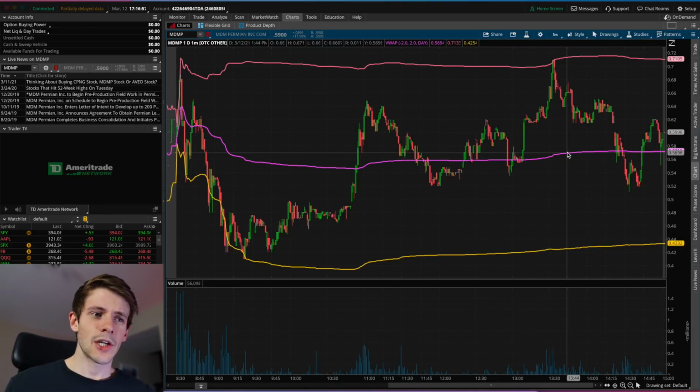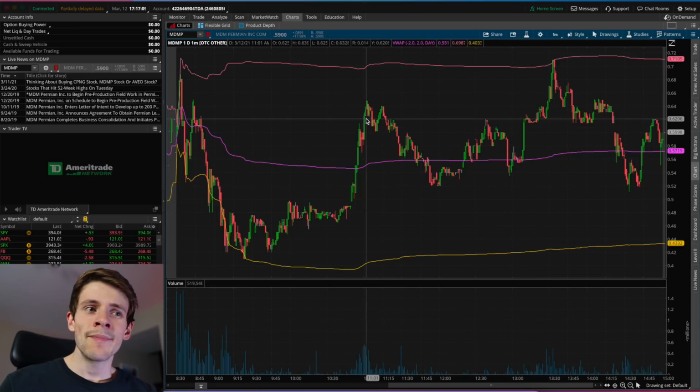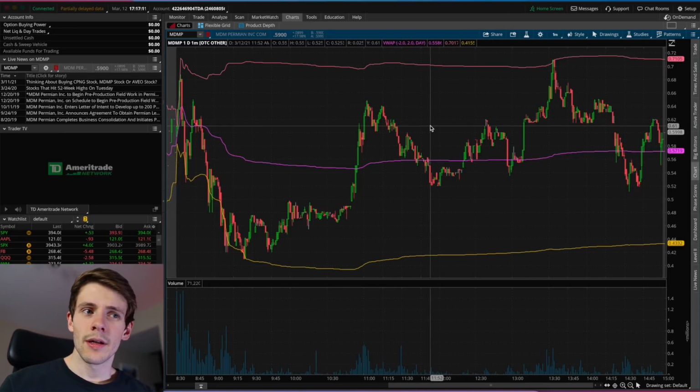But typically, it's a good area for entries, and it's a good area for taking profits if you want to catch kind of the exact bottom before a temporary bounce. Because a lot of times what it'll do is it'll bounce immediately right off of VWAP, but then it'll keep going, if that makes sense.